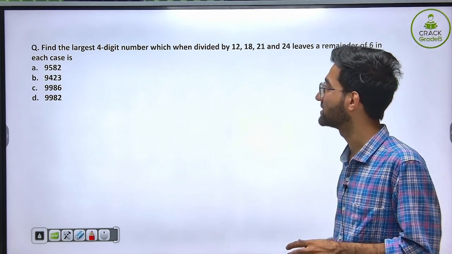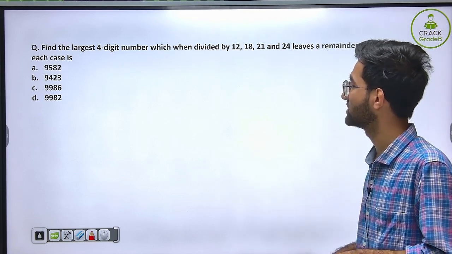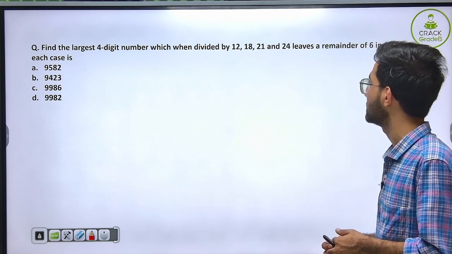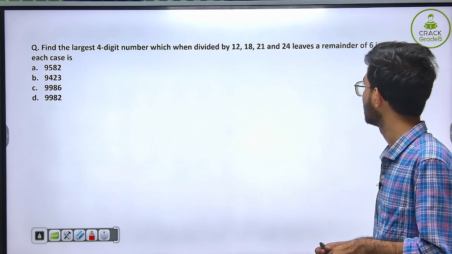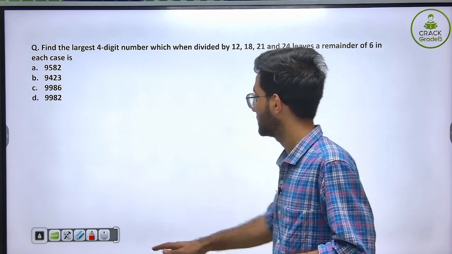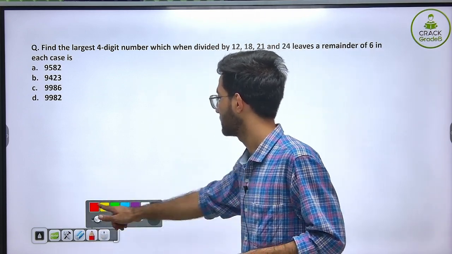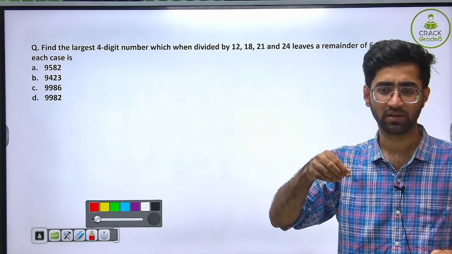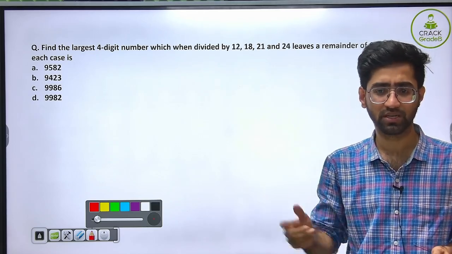So you have to answer: find the largest 4-digit number which when divided by 12, 18, 21 and 24 leaves a remainder of 6 in each case. Remainder 6 in each case, right? One way is to check each option.